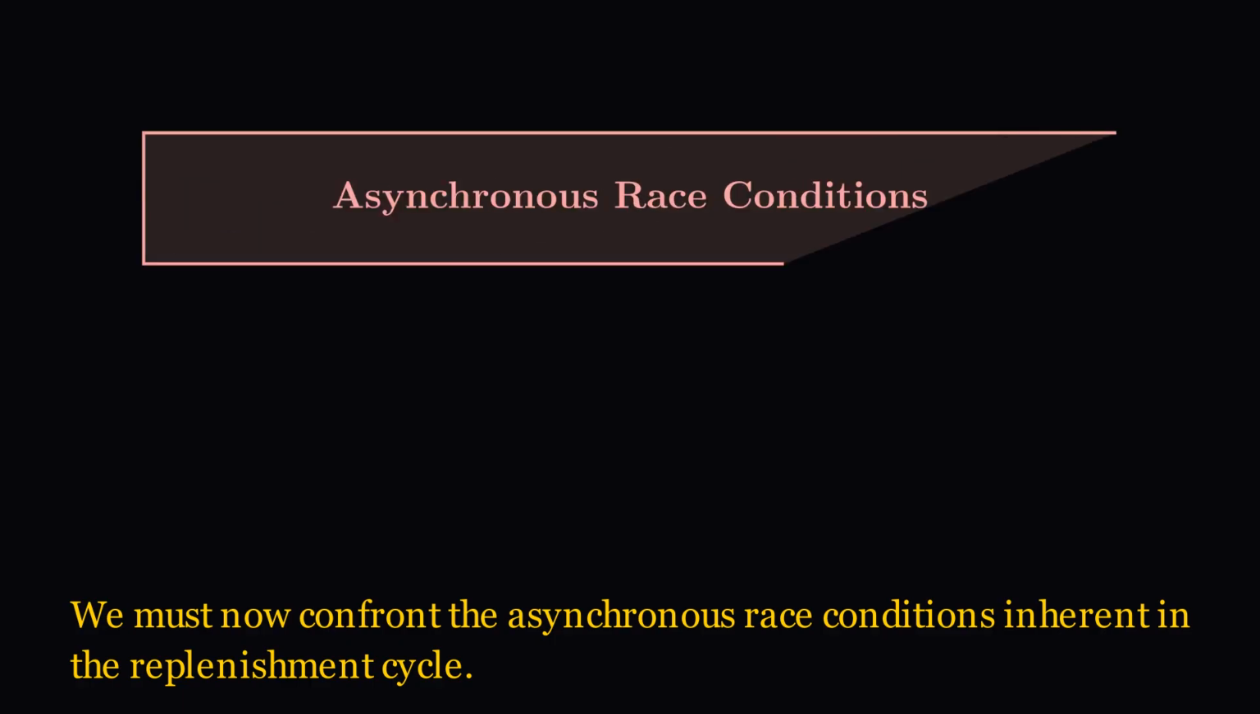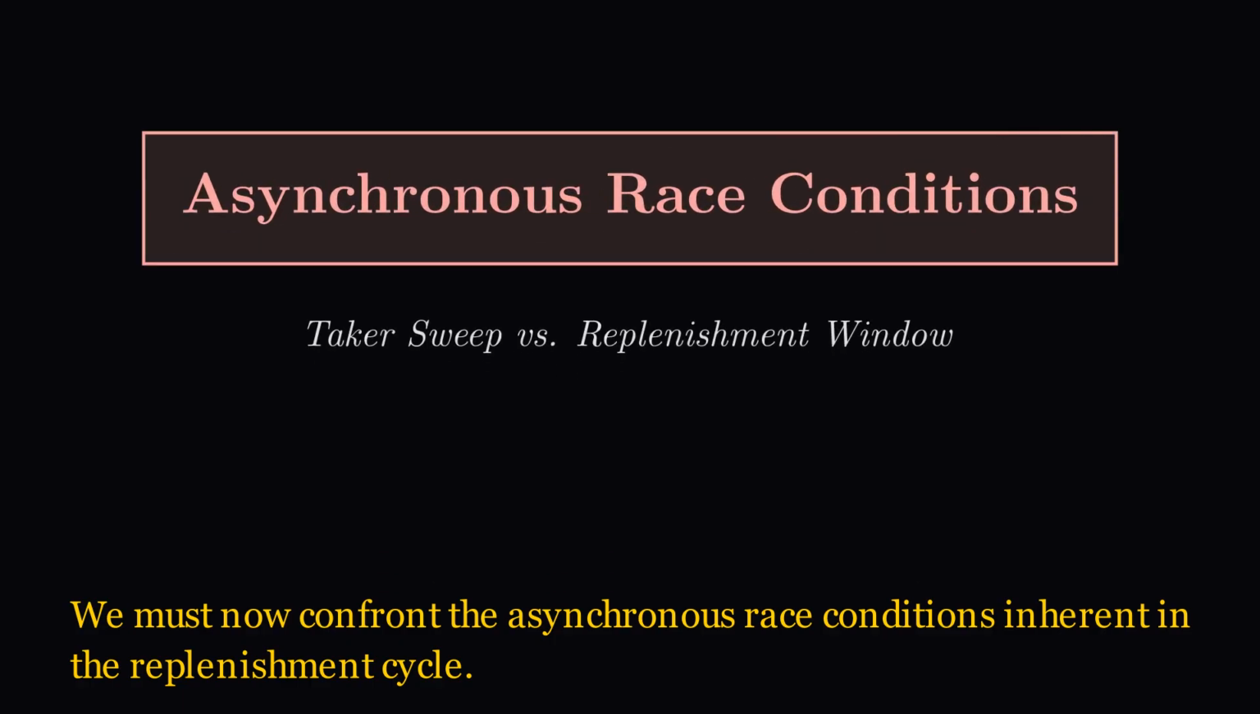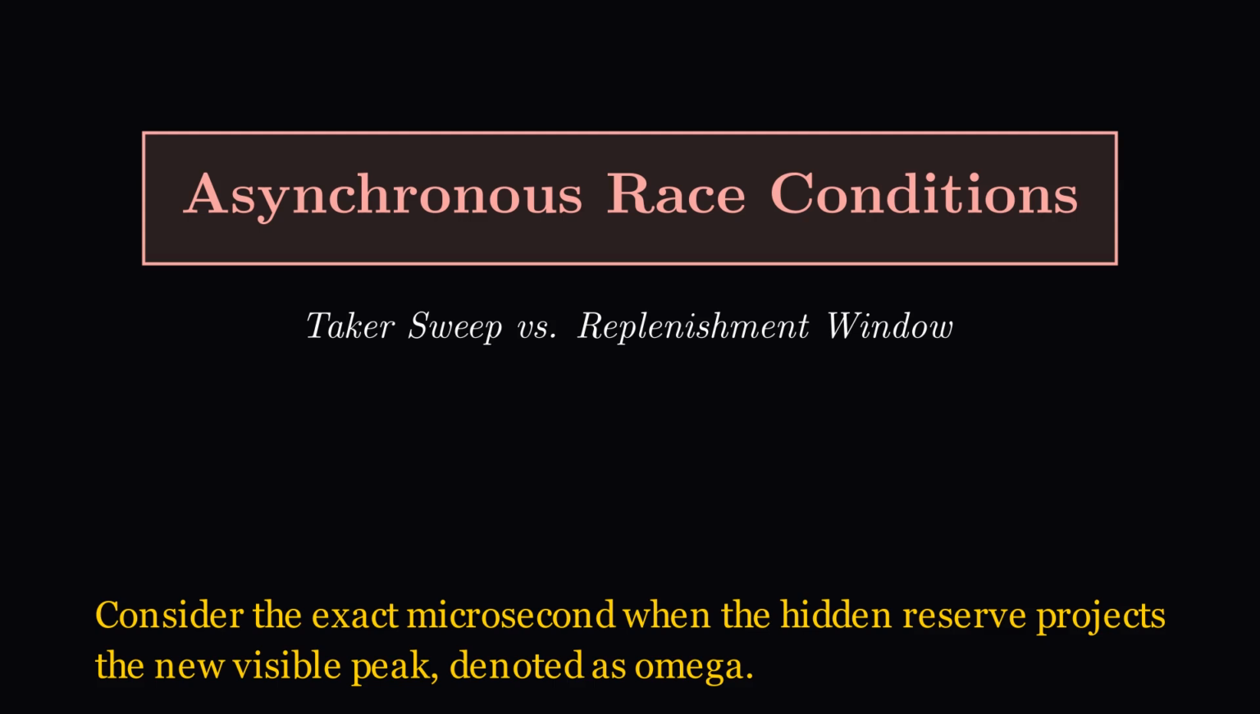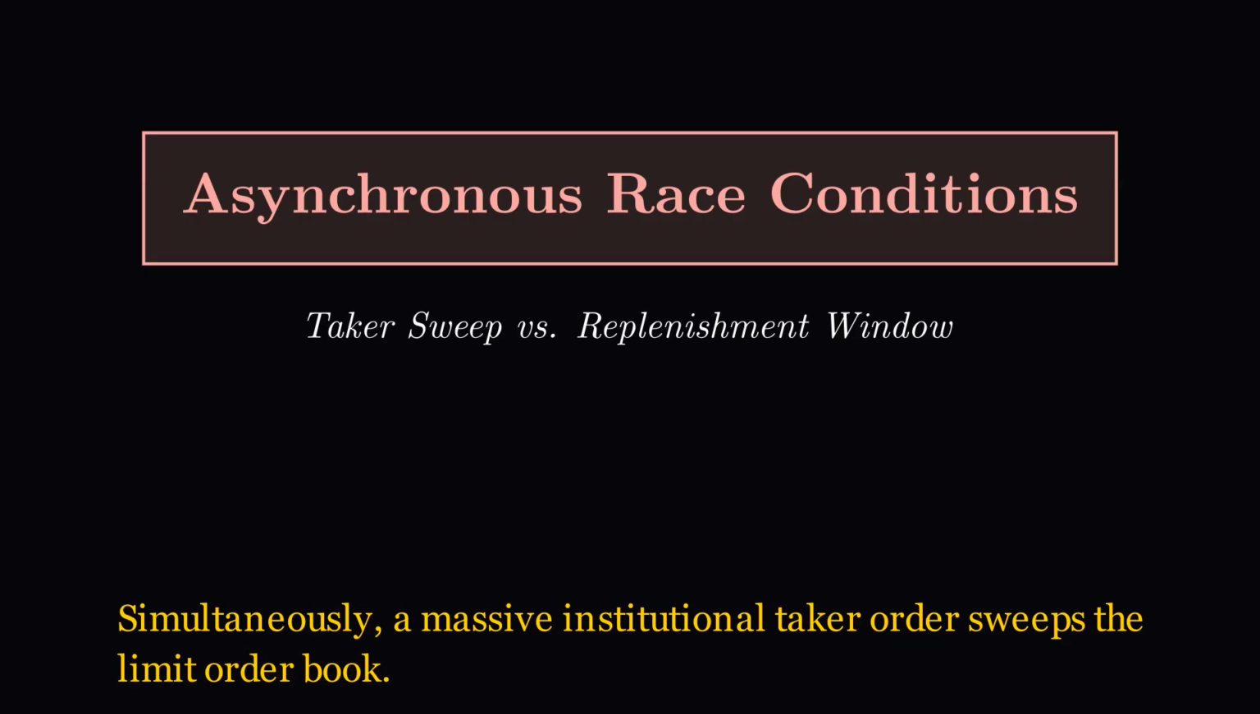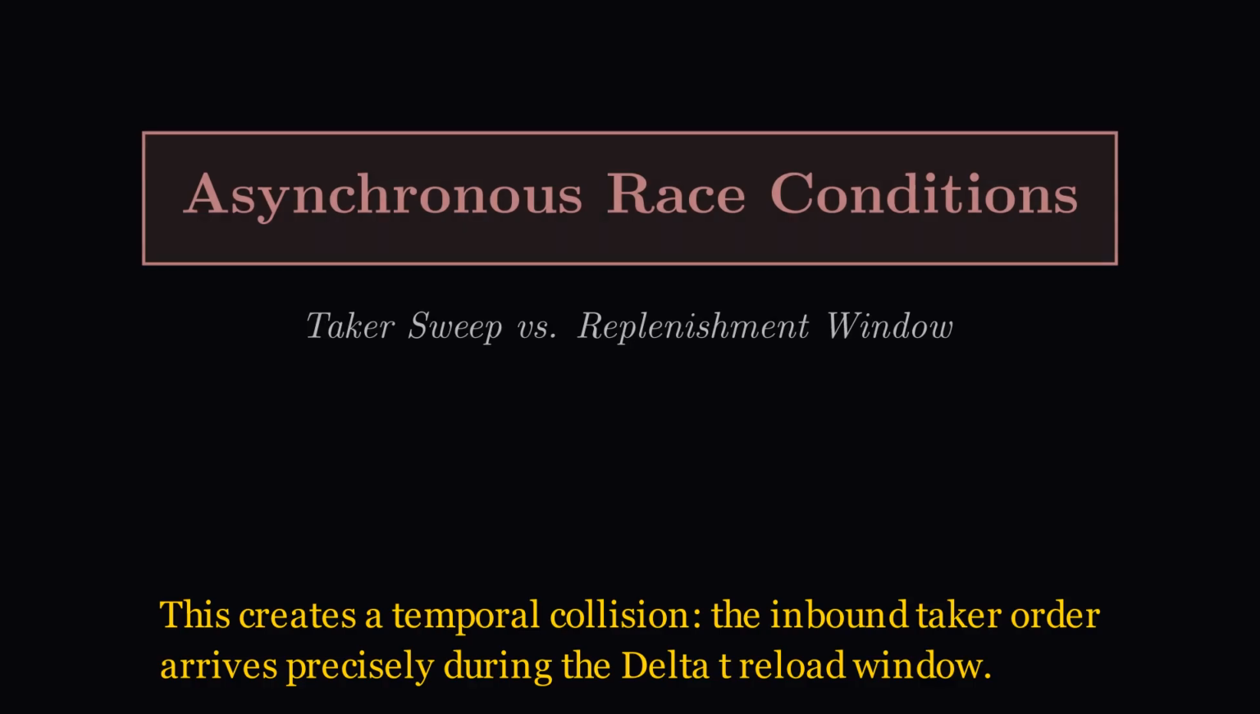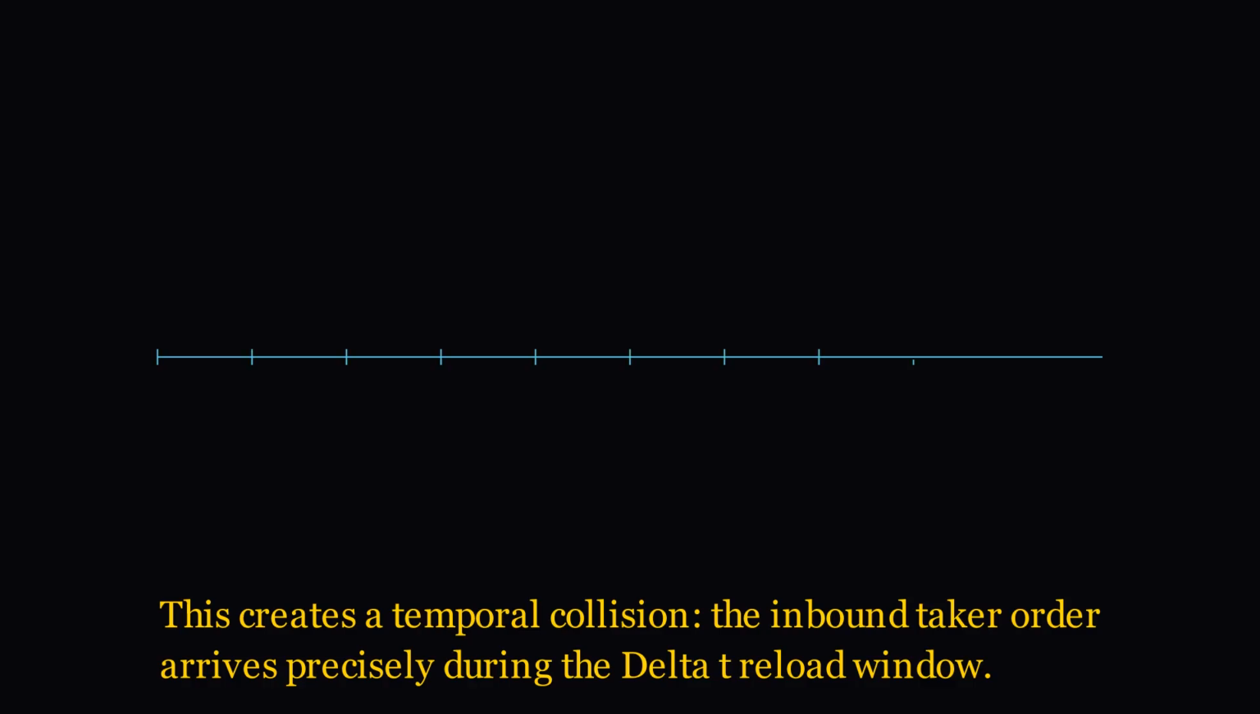We must now confront the asynchronous race conditions inherent in the replenishment cycle. Consider the exact microsecond when the hidden reserve projects the new visible peak, denoted as omega. Simultaneously, a massive institutional taker order sweeps the limit order book. This creates a temporal collision. The inbound taker order arrives precisely during the delta T reload window.